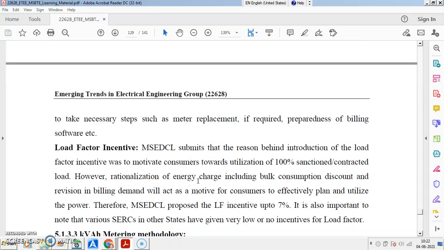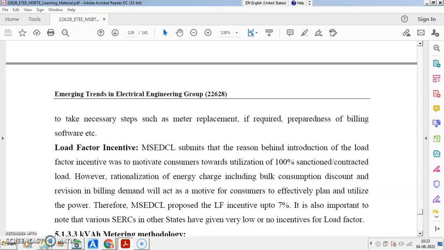Regarding the load factor incentive, the reason MSEDCL submits for its introduction was to motivate consumers towards the utilization of 100% of sanctioned contract load. If you improve load factor, there is an incentive given only by MSEDCL, that is load factor based. Now that we have kVAh based tariff, there is a contract demand, and contract demand is in kVA. Suppose your contract demand is 100 kVA, then you must have the kVA reading, that is max demand or MD, that should not cross 100 throughout the month. If it crosses, you will have to pay a penalty. 100 is the MD kVA but normally it is always 45, around 50% of the contract.